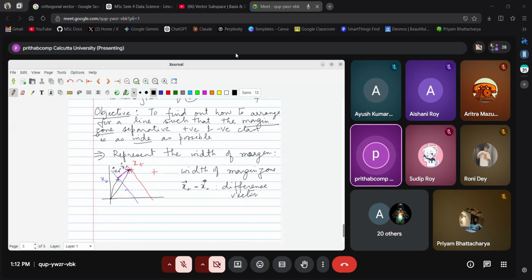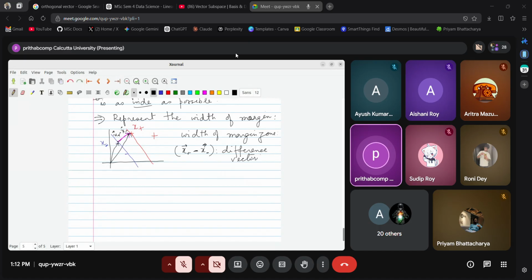So this way I can define the width with this vector. So once you have defined the width of the margin, now we need to think about, we were talking about that you need that vector W, right?